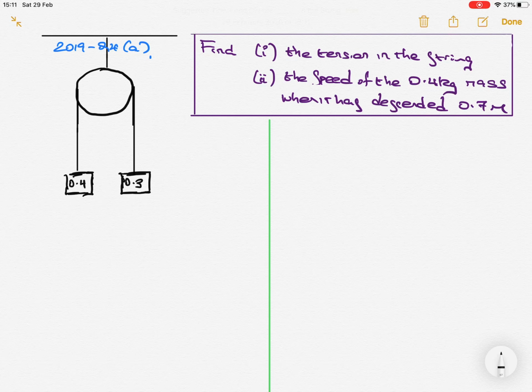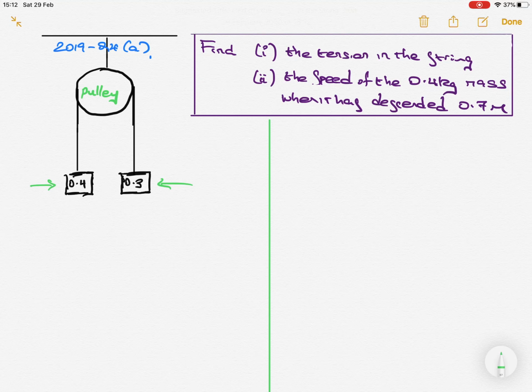So let's have a look at 2019 question 4A in applied maths. We're given this very straightforward pulley system whereby we have two particles of masses 0.4 kilograms and 0.3 kilograms, and they're attached to the ends of a light inextensible string. That means we have tension, and both of them pass over a smooth light fixed pulley. There's my pulley up here, and it's a pulley that's not moving. So the two masses are held at the same level, as we can see in the diagram.